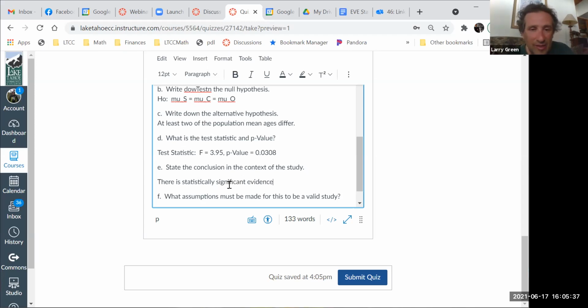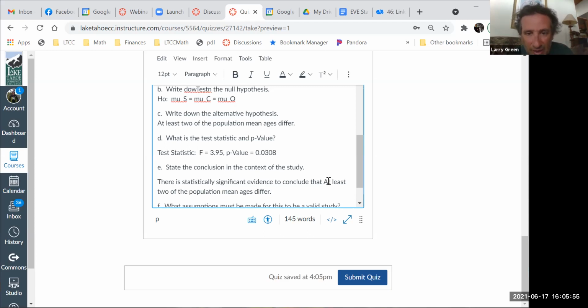evidence to conclude that, and now we can say, just copy and paste the answer to part C and fix the grammar. Lowercase a, that at least 2 of the population mean ages differ. Any questions on the conclusion? Any questions?